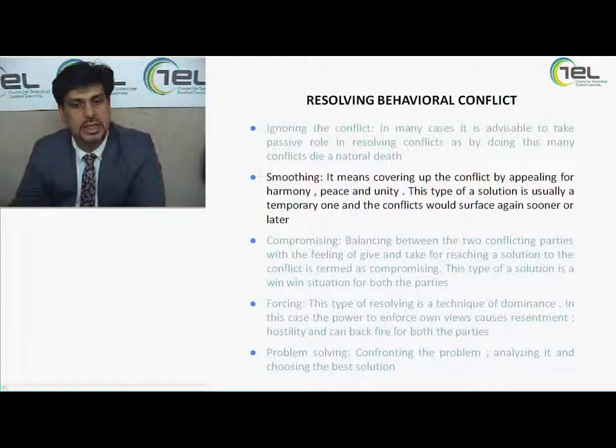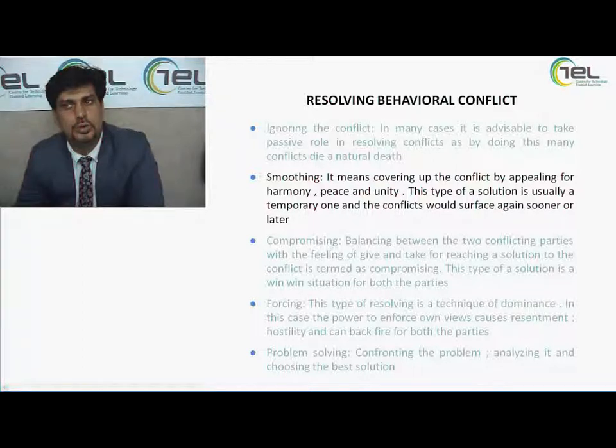Or in other words, if there is a conflict, try to pacify, try to cool down things, try to solve things at that point of time. But soothing or smoothing is not really the solution. It only pushes the conflict to an underground situation, which has to resurface.